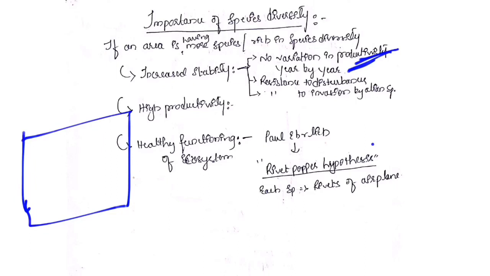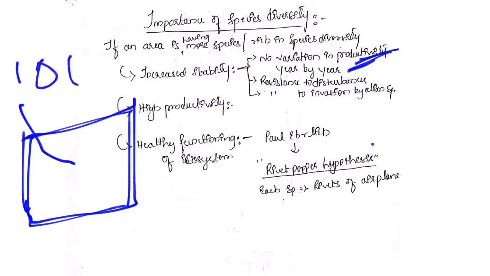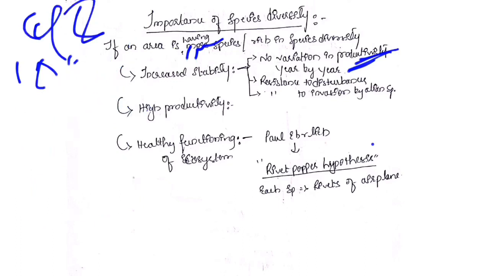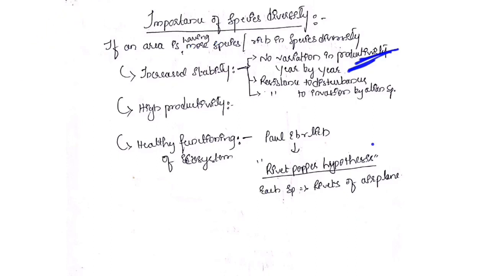This we all have studied. So if you take a habitat, around the first year it has given around 100 kilocalories of energy. And in the second year, it should give around 102 or 98. There should not be much fluctuation in productivity year by year. There should be almost constant or almost equal productivity year by year. Then such a habitat is said to be more stable.